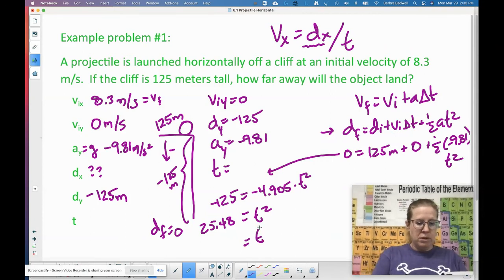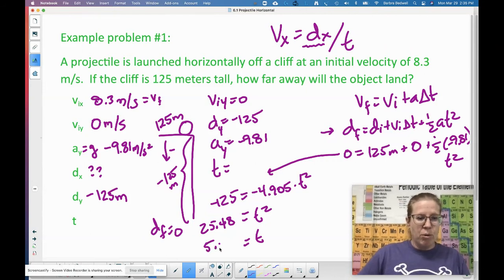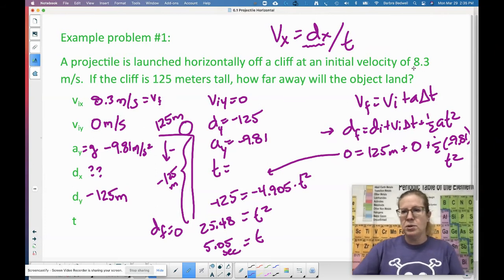Second, square root of my answer. That means our time here is 5.05 seconds. And I'll go check sig figs here in a second. Looks like we have 2 sig figs to work with. Okay, so again, it makes 5 seconds to hit the ground.